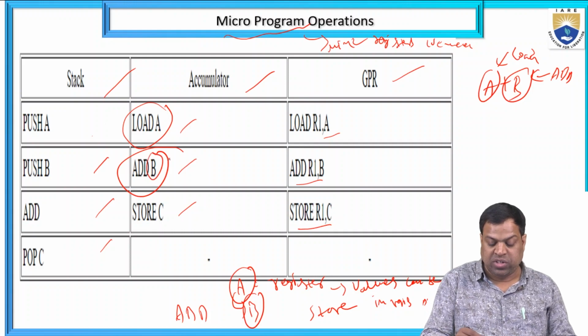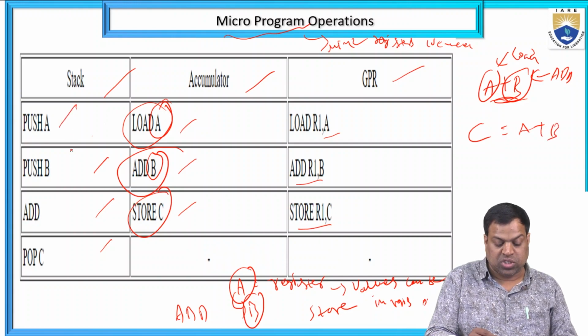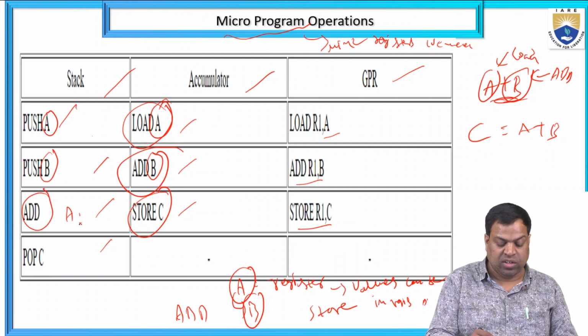So B is already there, and the other value, A, is already loaded. So A plus B, and store C. It will be stored in the C register: C equal to A plus B. For the stack, push A means the A value is stored; the A register holds some value and B is ready. Add means addition of a minimum of two registers, A and B, already defined. Add A comma B. Pop C means the resultant value will be stored in C.